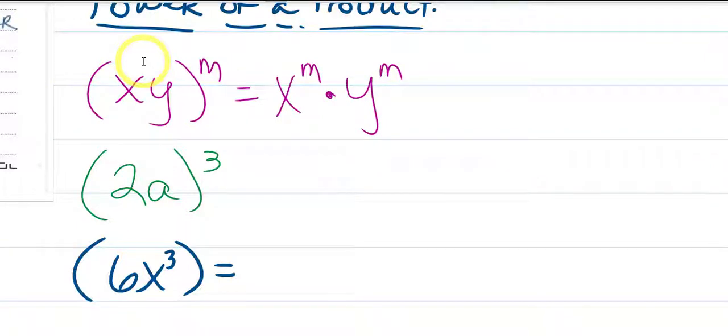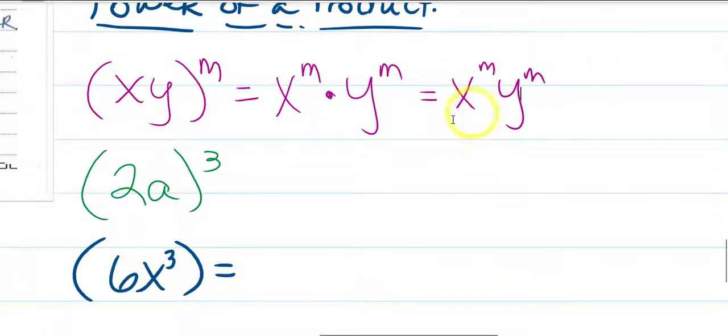You can write this without the dot, and you probably see me do that in class. I would just have written this like this. Not necessary to put the dot in between because I know this is multiplication. All right, why don't you try the next two? Pause the video, try it, and then come back and see if you got it right.